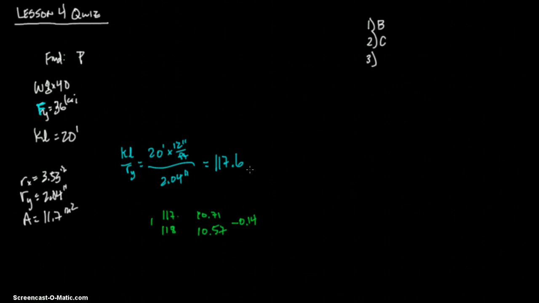And we get negative 0.084. You could probably just say it's closer to 118, say 10.57, but let's interpolate, and let's do both. You want to subtract that from 117's value. So 10.71 minus 0.084, you get 10.626. That's what it is interpolated. It fits in here somewhere, 10.626. And this gives us your allowable Fa, in KSI, equals 10.626.